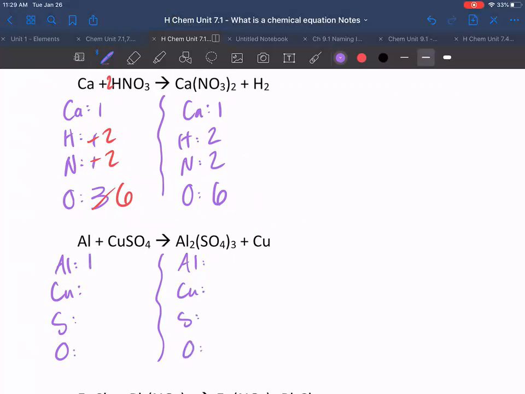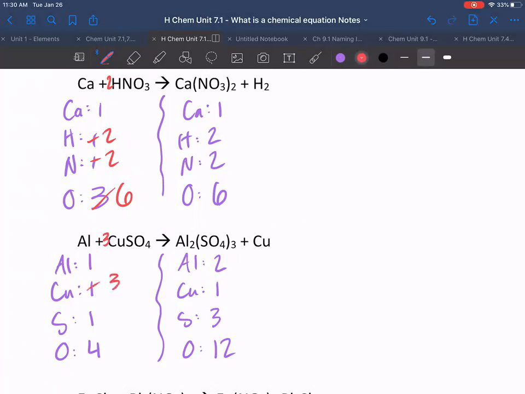On the left side, we have 1 aluminum, 1 copper, 1 sulfur, 4 oxygens. On the right side, we have 2 aluminum, 3 sulfur, 12 oxygens, and 1 copper. So what I'm going to go ahead and try is multiplying the CuSO4 on the left side by 3 to try to get those oxygens to 12.